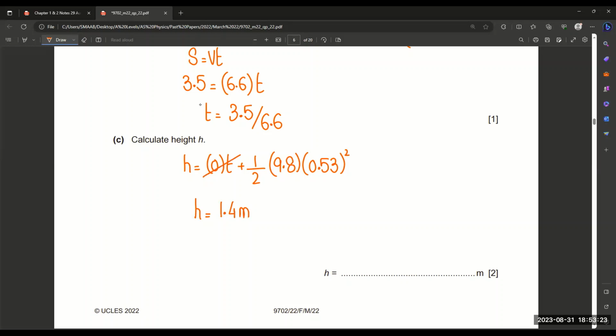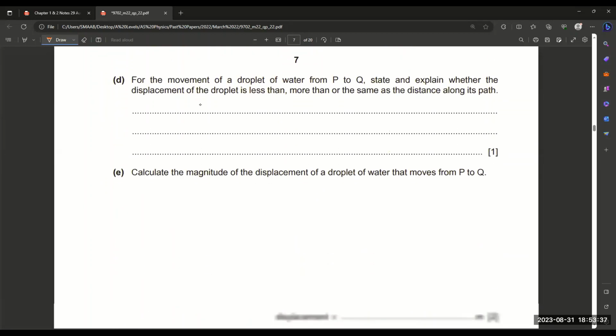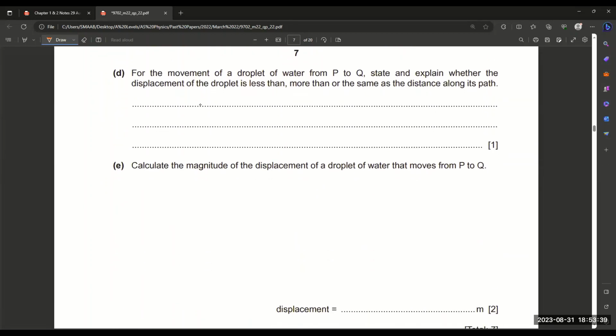Because this part is completely equal to 0, we don't need to multiply that or write that. So we will get the height. Till now we are having a very easy question for 4 marks. Let's see in the next part what they are asking.